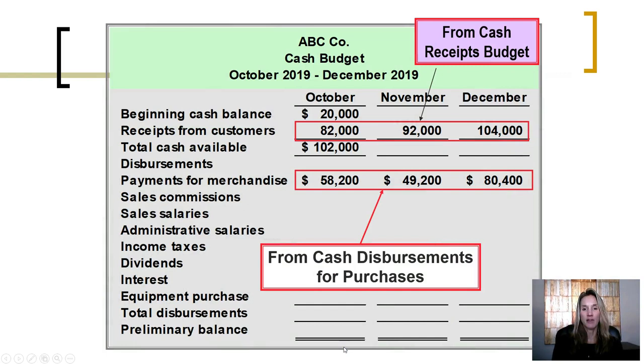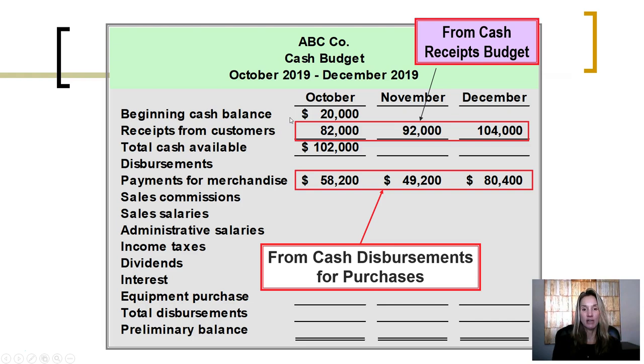So pulling this all together, a cash budget is really in two parts. We have the amount of cash we start with, plus what we add to get the cash available. Then we subtract out everything we expect to spend cash on to come up with a preliminary balance. So let's start with October.